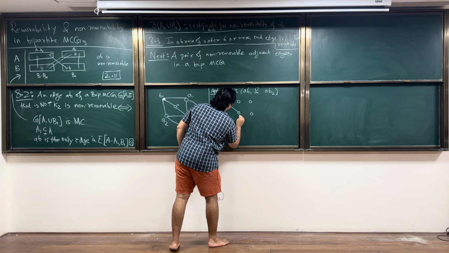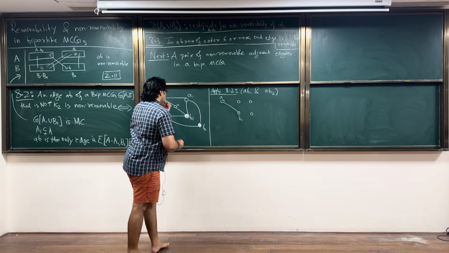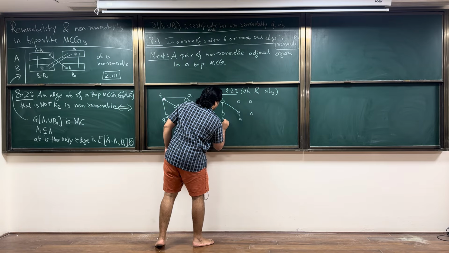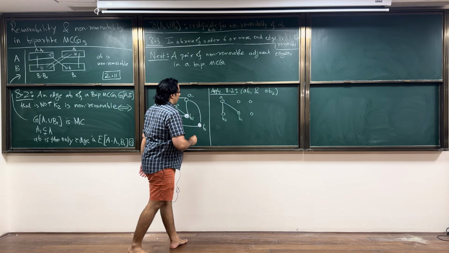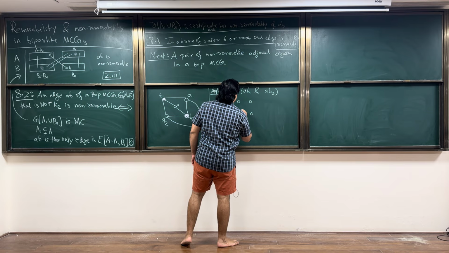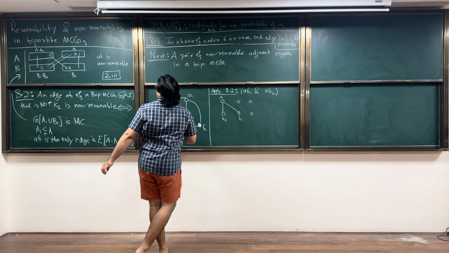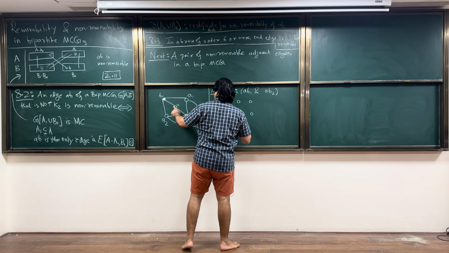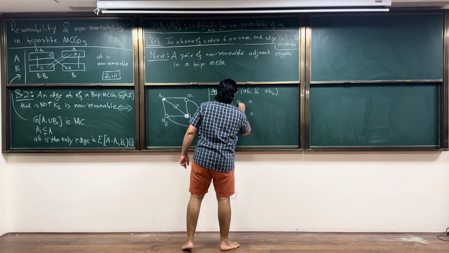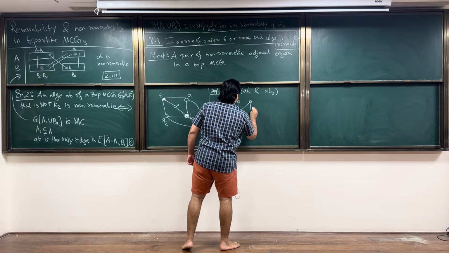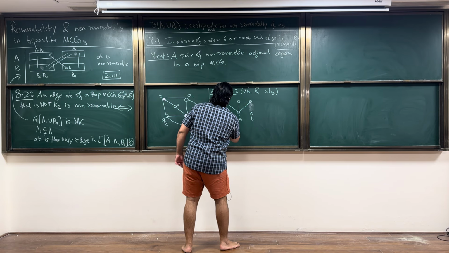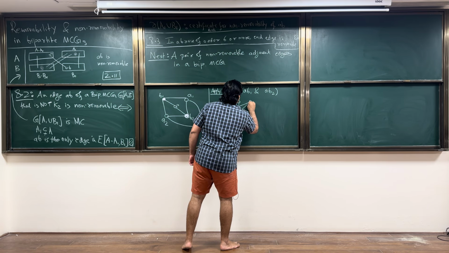I'll put A, B1 like this. Now, of course, because A has only 2 neighbors, B2 better be here. And now B2 and B1, they both have 3 neighbors, so I don't have much choice. No, this is B. B2 has 3 neighbors, so all 3.